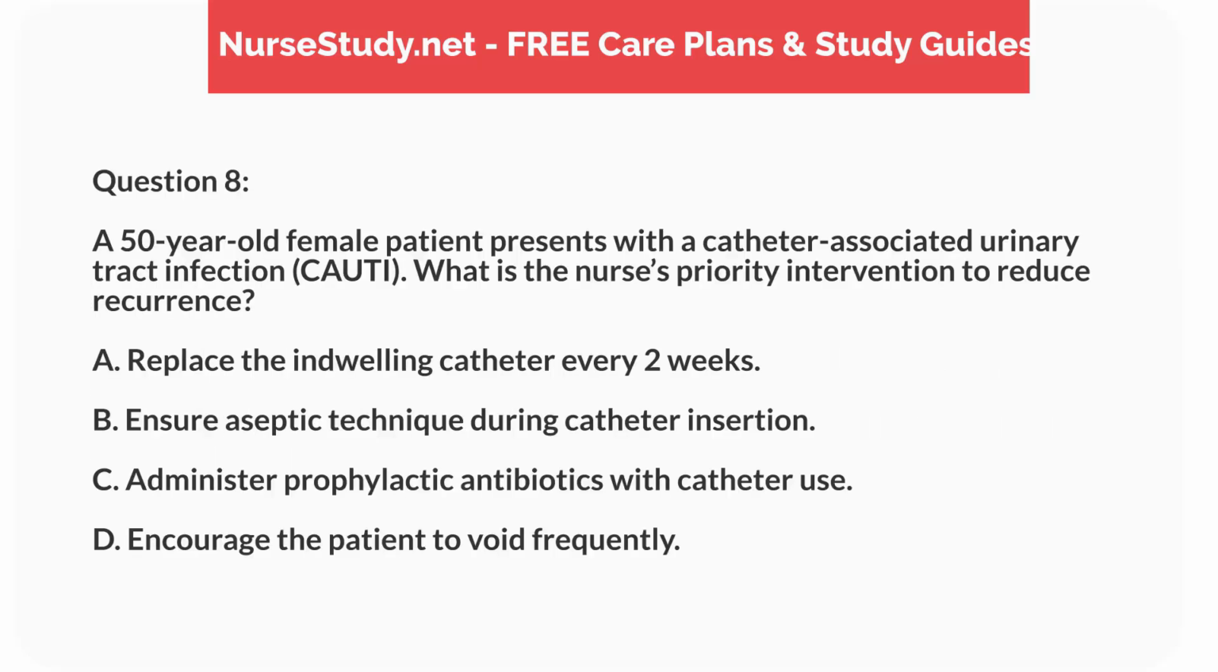Question 8. A 50-year-old female patient presents with a catheter-associated urinary tract infection, CAUTI. What is the nurse's priority intervention to reduce recurrence? A. Replace the indwelling catheter every 2 weeks. B. Ensure aseptic technique during catheter insertion. C. Administer prophylactic antibiotics with catheter use. D. Encourage the patient to void frequently.